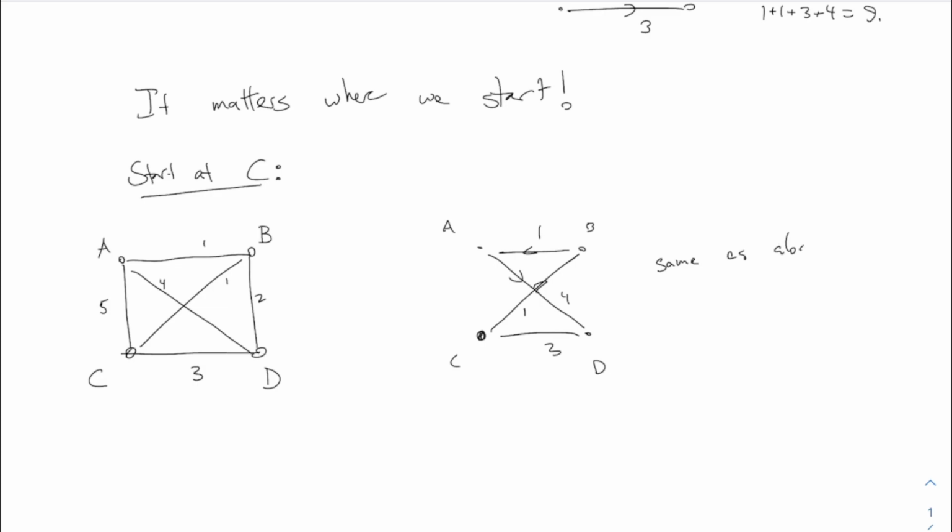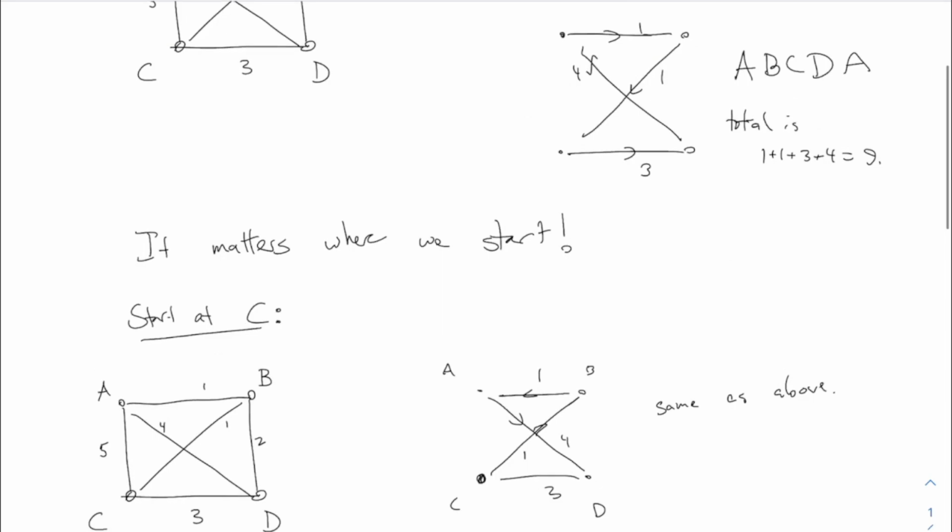Same as above, right? This same pattern right there. The total would be 9. So if you start at A, you get that circuit. If you start at C, you get the same thing, although actually I would have written it differently. I would have written C, B, A, D, C. But it's really the same circuit as up there. It's just you're starting at a different spot in there, all right?